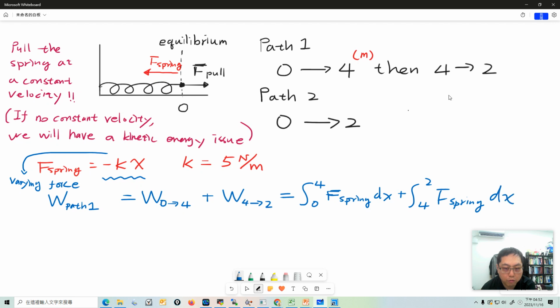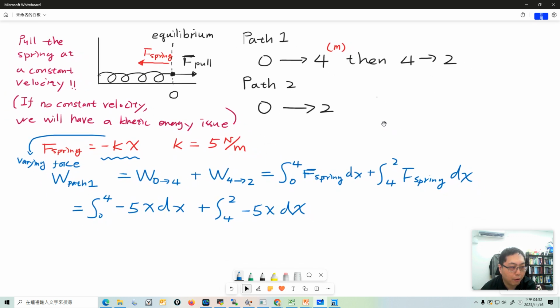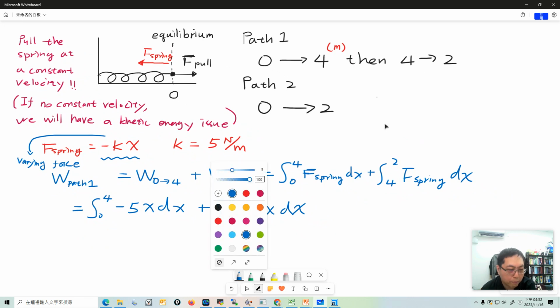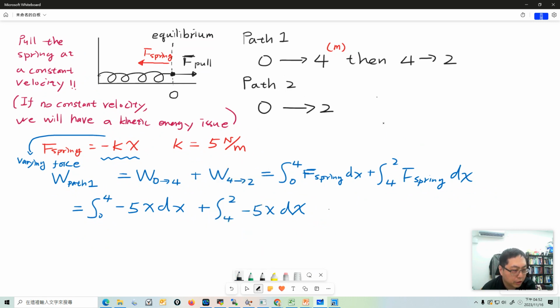Because it's a varying force, we have to use integration to calculate the work done. The k is equal to 5, so let's put in everything: the integral of 5x dx, plus the integral from 4 to 2 of minus 5x dx. This is a very simple power function integration. I believe your calculus class has already done this.